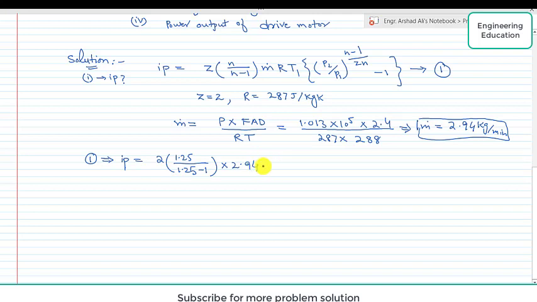Converting it into kilogram per second, we have to divide it by 60, into 287, into temperature T1 is 32 degrees C, that is 305 Kelvin, into P2 is 70 bar, P1 is 1 bar, power 1.25 minus 1 over 2, into 1.25 minus 1.